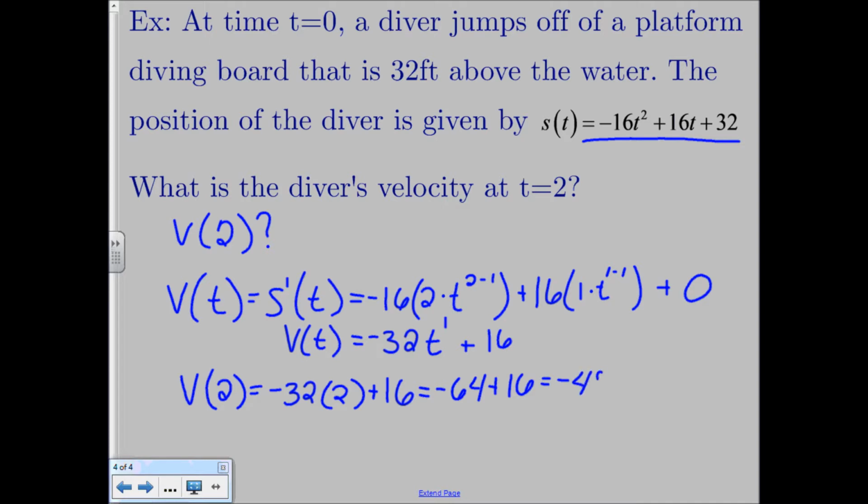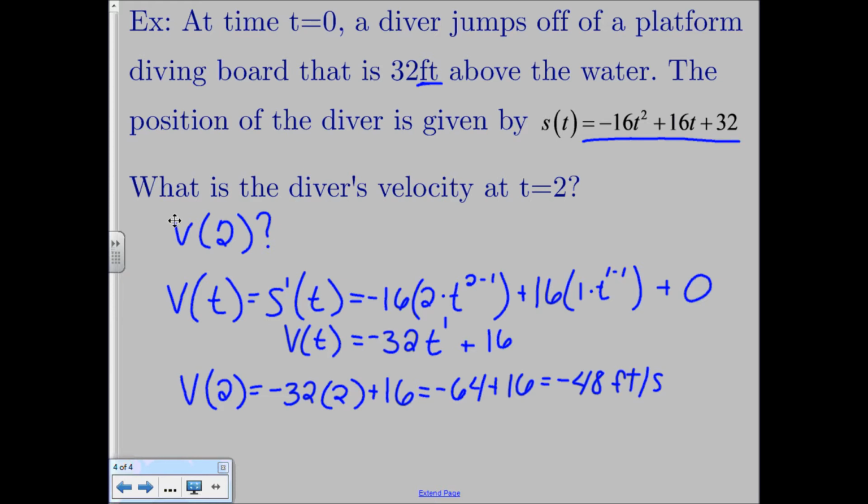And we need to put units on that because it's velocity. It wouldn't make sense without units. So we know we're talking about feet in the problem because of this word up here, and feet per second is going to be our unit. So our final answer is going to be negative 48 feet per second.